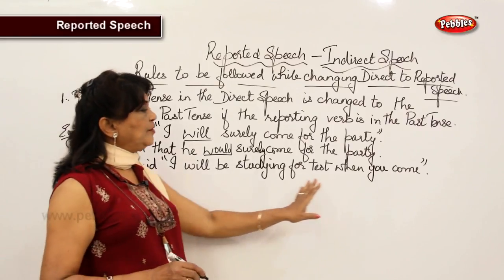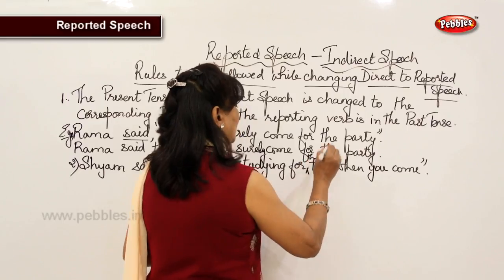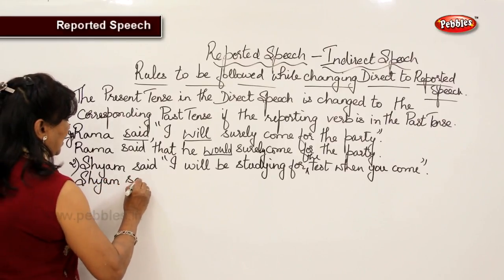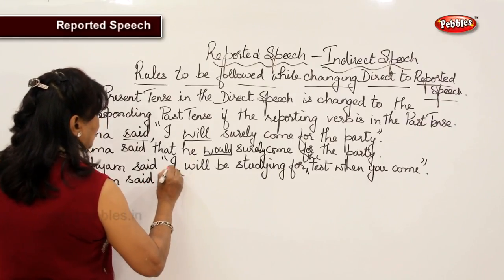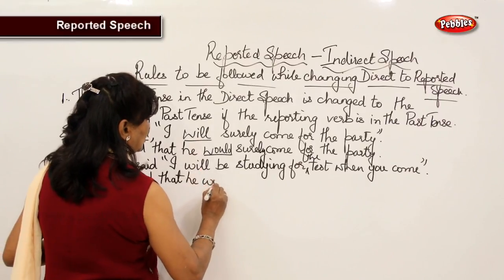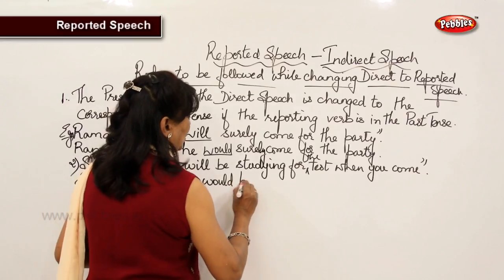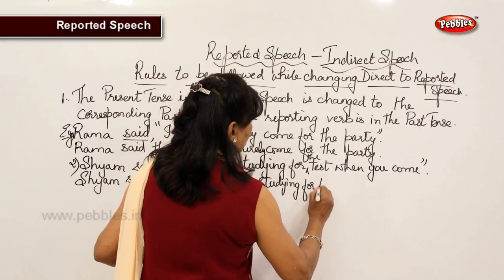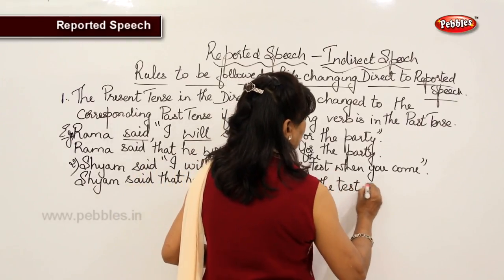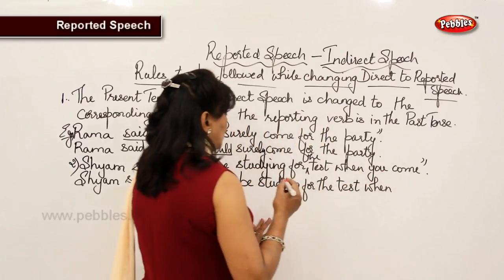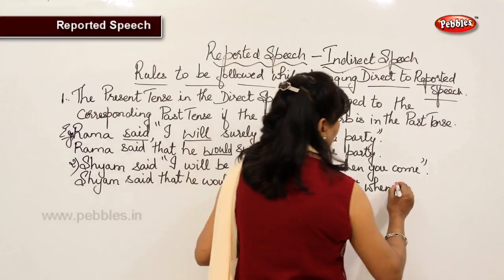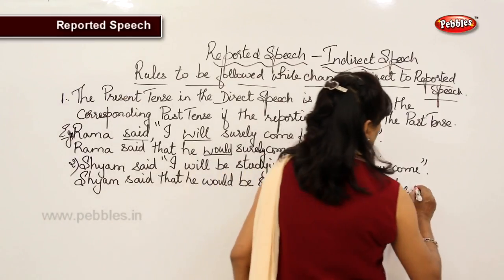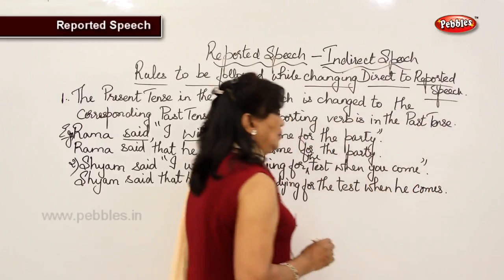Shyam said, I will be studying for the test when you come. How do we change this? Shyam said that, I becomes he, will becomes would, be studying for the test, when you becomes he. That is, he is talking to his friend. Shyam said that he would be studying for the test when he comes. Okay.